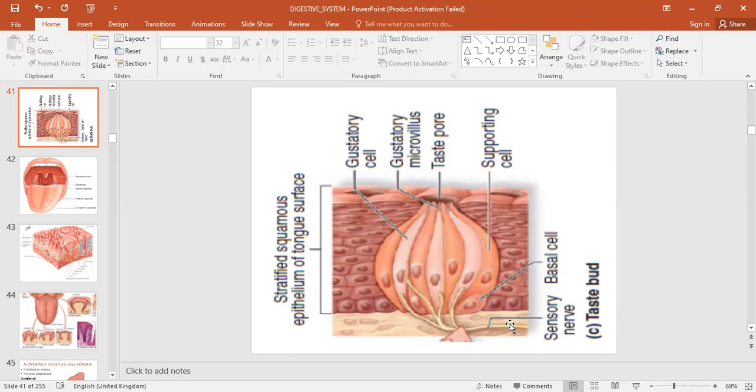Okay. Sorry, not cranial nerve number 2. This is hypoglossal, yeah. This will form part of the hypoglossal nerve, not cranial nerve number 2.